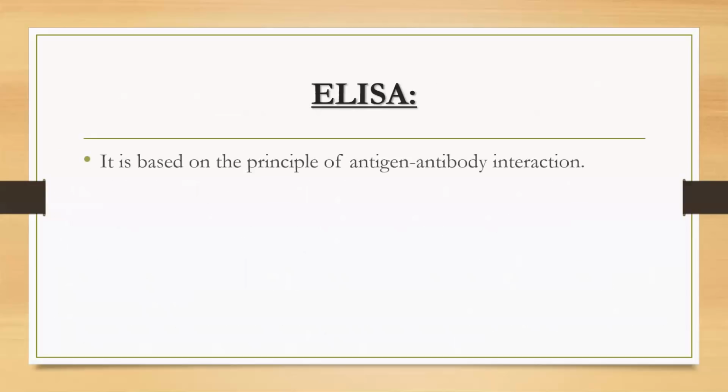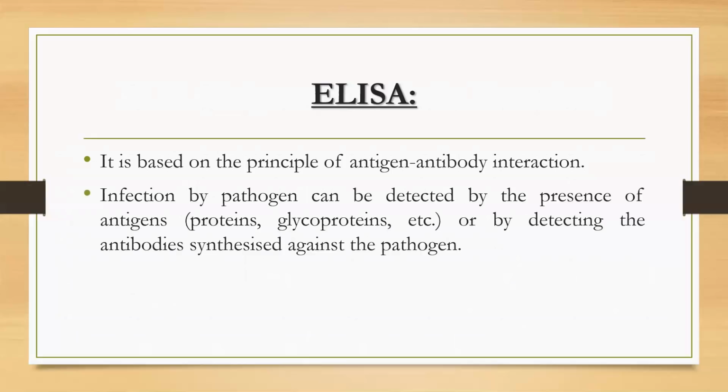Now the another one, ELISA, enzyme linked immunosorbent assay. So it is based on the principle of antigen-antibody interaction. Infection by a pathogen can be detected by the presence of antigens. So when there is an infection by a particular pathogen in the patient body, the immune system will produce antibodies against that particular antigen. So such antibodies will be found in higher volume in the patient body. So when there is an infection by a particular pathogen, specific antibodies will be produced.